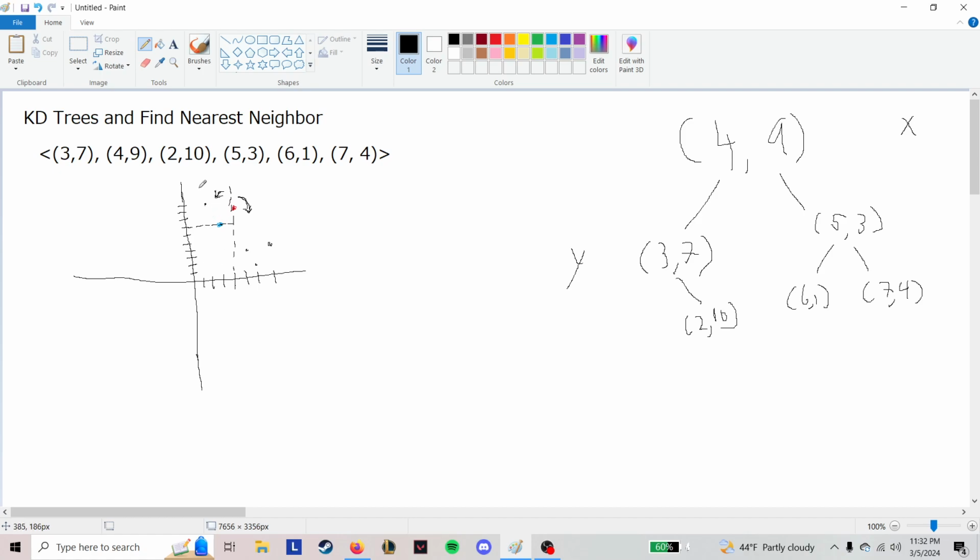And then here I'm technically splitting on the x again for the final point 2, 10. But because there are no more points in the grid, this doesn't really give us any extra information.